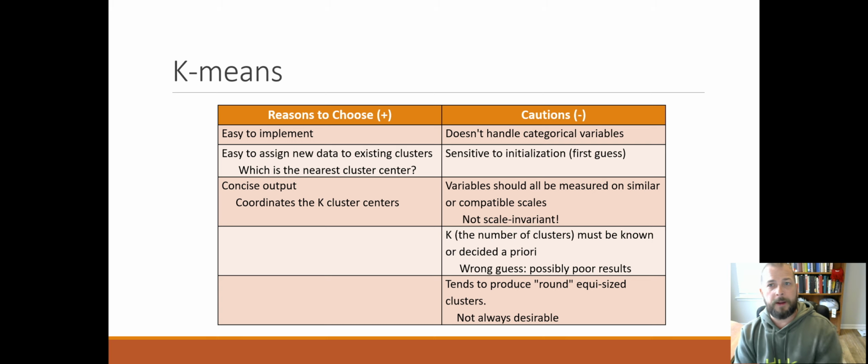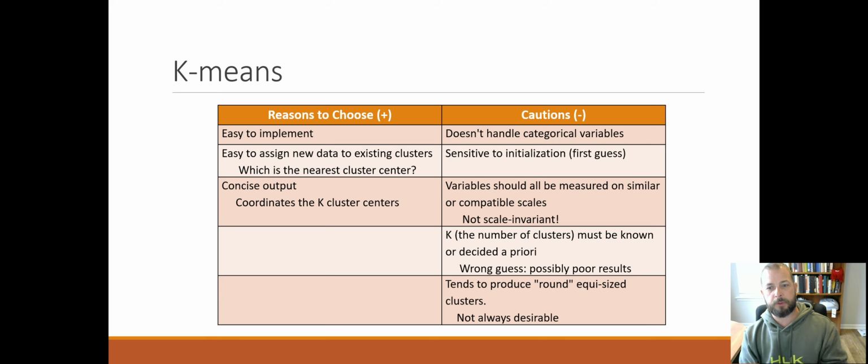And then finally, just to wrap everything up, these are some of the positive and negative reasons to use k-means as a machine learning model. One, it's easily implemented. You don't need to know anything about your data. You can simply assign new data sets to existing clusters. So if I have an existing k-means model and I get a new set of data, throw it in there, and it's going to at least categorize that observation into one of the clusters.